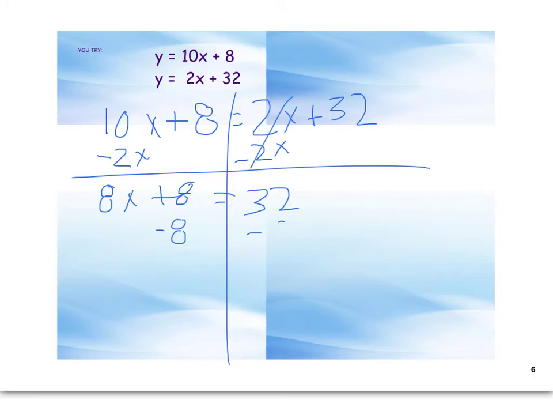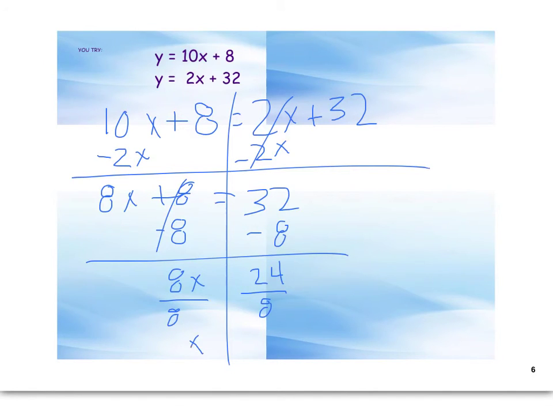Subtracting an 8 to get my x by itself, we will get 24 equals 8x. Getting my x by itself, we want to divide, since the 8 is attached to the x with multiplication. We end up getting x equals 24 divided by 8, which is 3.